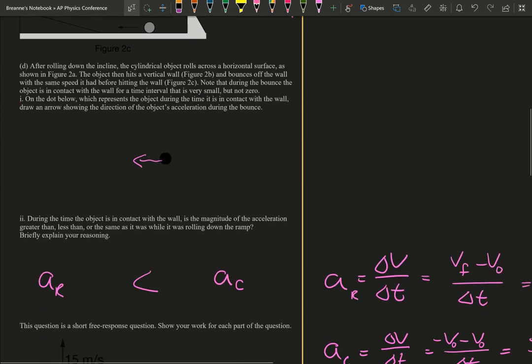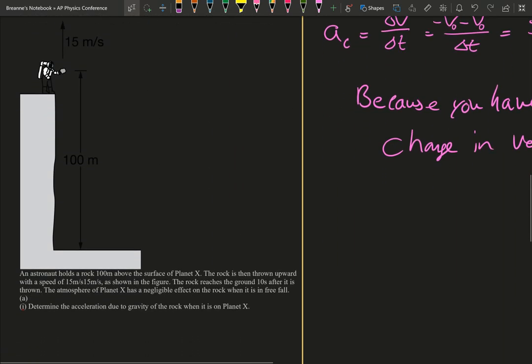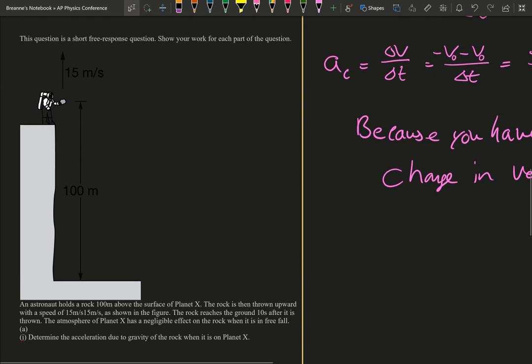Okay. So there we go, this is the second question. I know a lot of people asked me about that when we had this, so just a good brief overview. An astronaut holds a rock 100 meters above the surface of planet X. The rock is then thrown upward with an initial velocity of 15. As shown in the figure, the rock reaches the ground 10 seconds after it's thrown. The atmosphere of planet X has a negligible effect on the rock when it's in free fall, so it's not like it's thick or anything.